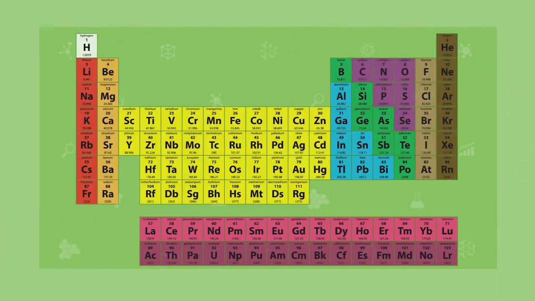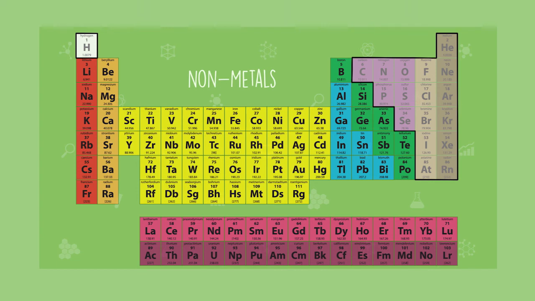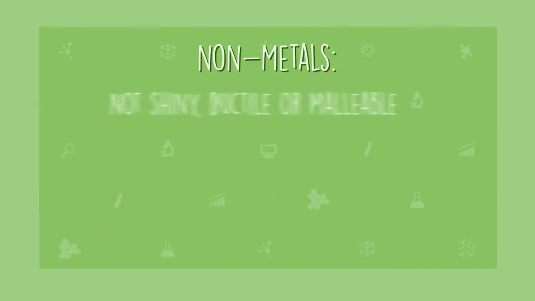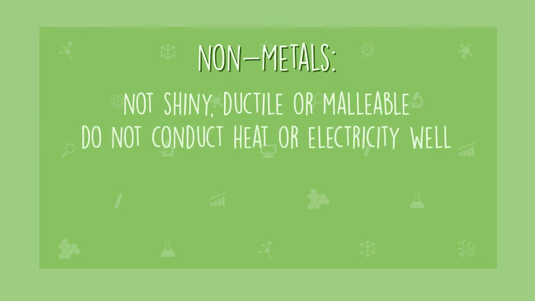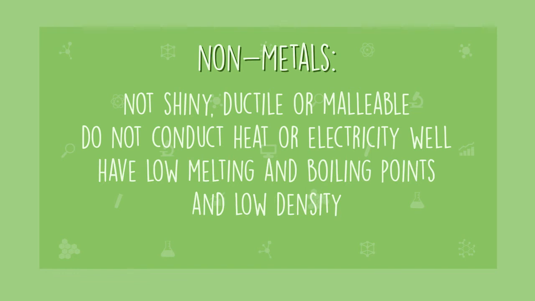Elements on the right-hand side of the periodic table are known as nonmetals. Nonmetals have the following properties. They are not shiny, ductile, or malleable. They do not conduct heat or electricity very well. They tend to have low melting and boiling points and low densities, and most exist as gases at room temperature. There are exceptions to this last property. Bromine is a liquid at room temperature, and sulfur, phosphorus, and carbon are dull solids.